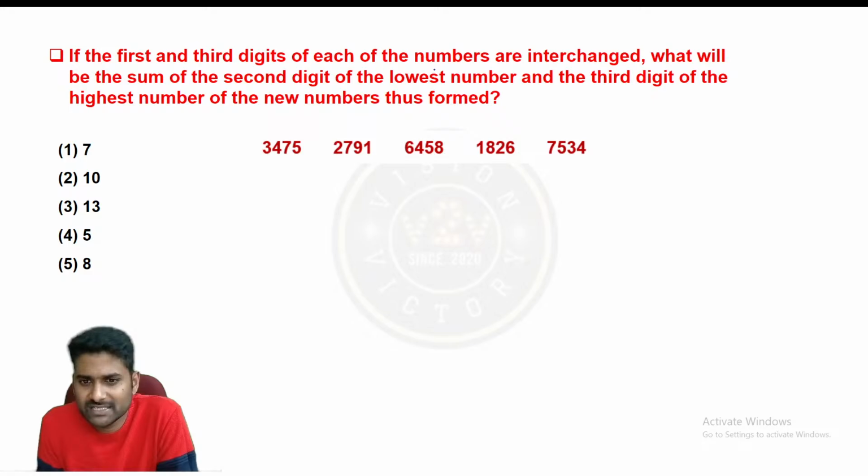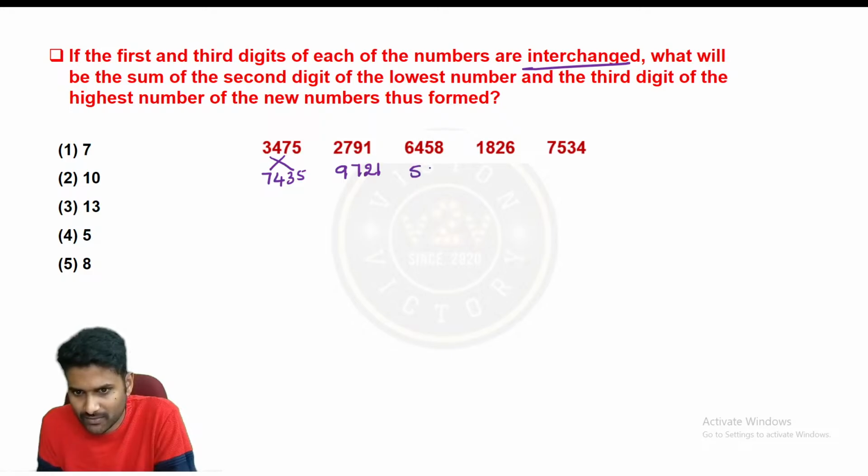If the first and third digit of each and every number are interchanged, then what will be the sum of the second digit of the lowest number and third digit of the highest number? Okay, now you have to interchange the numbers. So it's 7, 4, 3, 5. According to that information, 1 and 3 are interchanged. Next one, 9, 7, 2, 1. Here 5, 4, 6, 8. Here 2, 8, 1, 6. Here 3, 5, 7, 4.